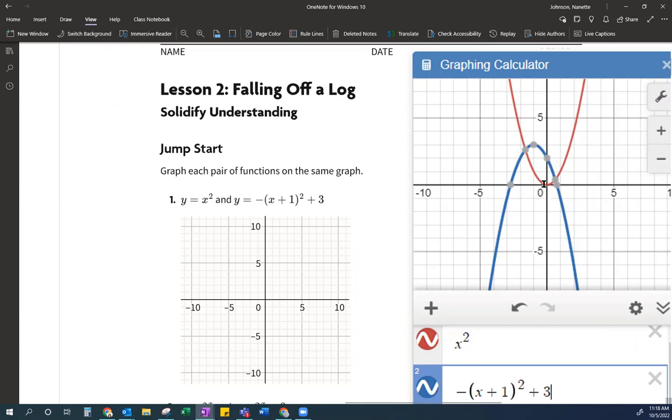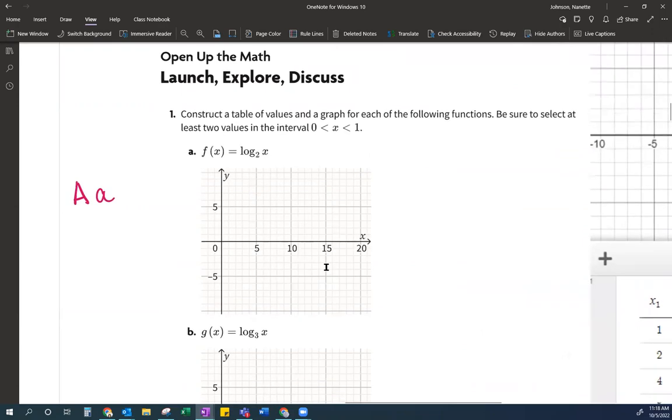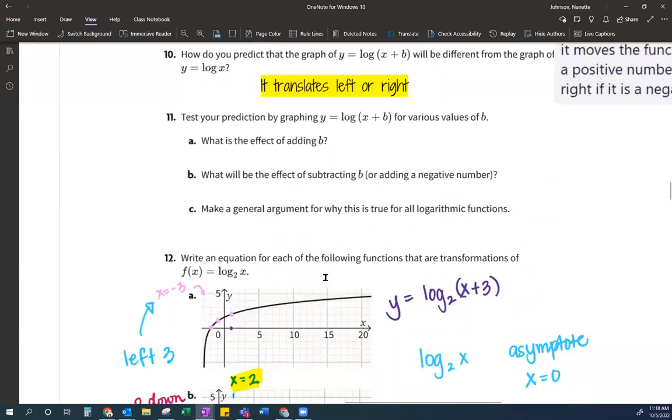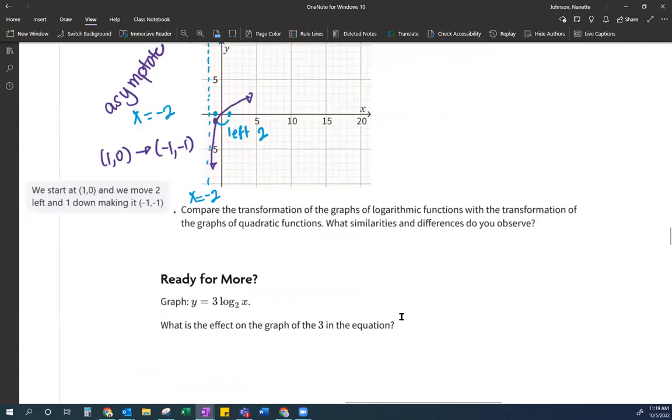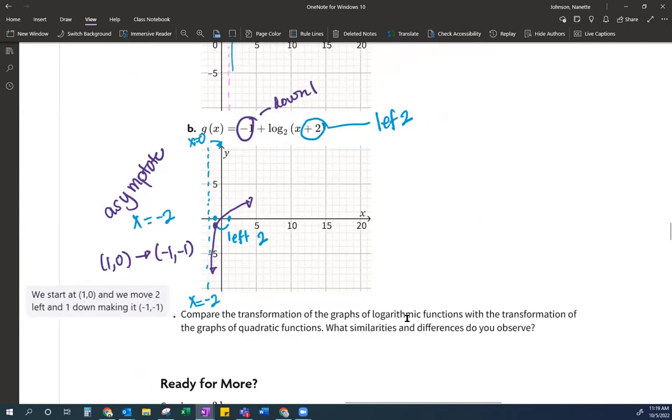Yeah, there was a reflection. Good. But talk about the shifts. Yeah, it went 3 up, 1 left. How did you know it went 3 up, 1 left? Is that the kind of shifting that is the same, or is it different than these kinds of shifts here? Yeah, it's the same. So what they want you to answer here is the translations, whether we're talking about left and right, up and down, it's the same.